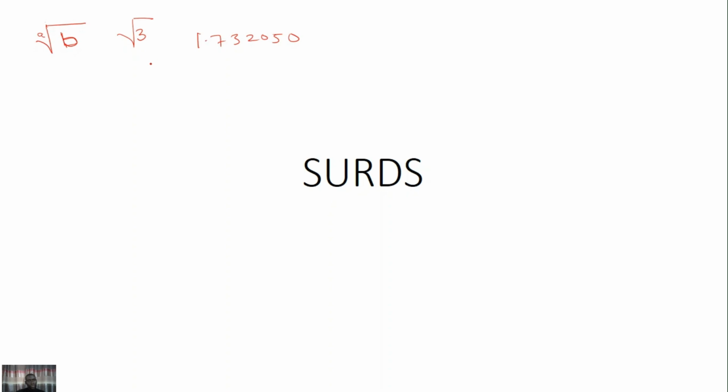1.732050, and it continues on and on like that. This is an irrational number. So irrational numbers that are expressed as a root of another number are called surds.